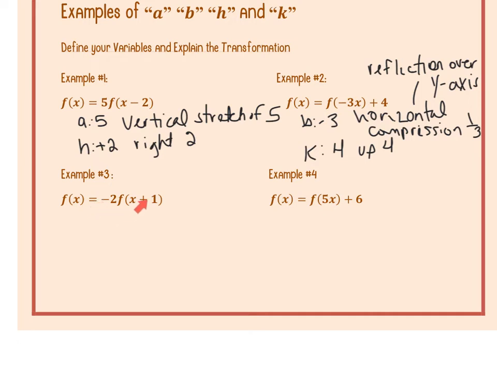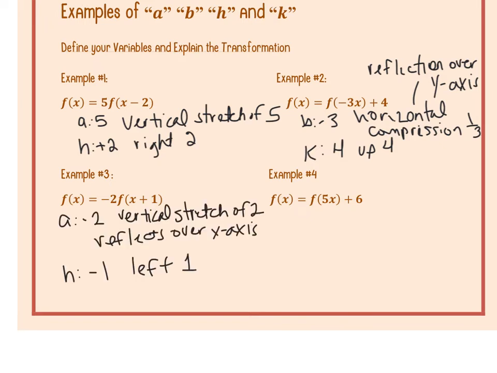This number is inside the parentheses. If it's inside the parentheses being added or subtracted to the x, that's my H value. But H, we always change the sign. So this is really going to be H is negative 1, which means this graph is going to the left 1.